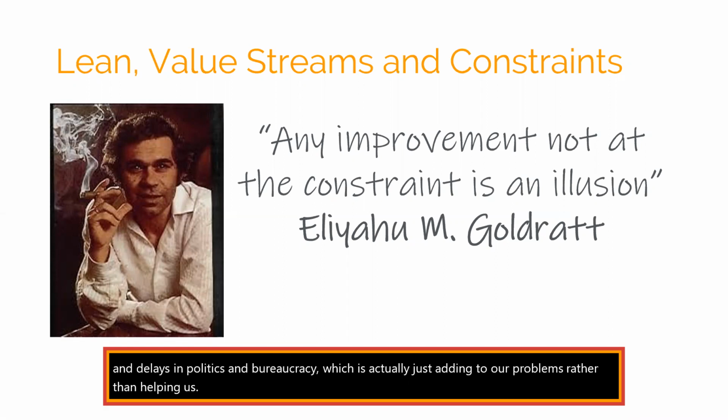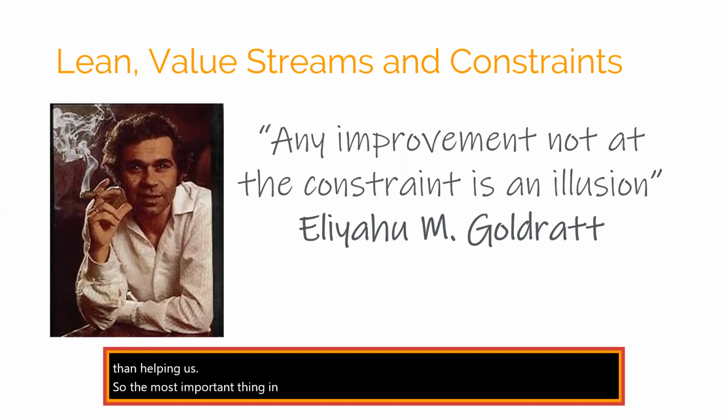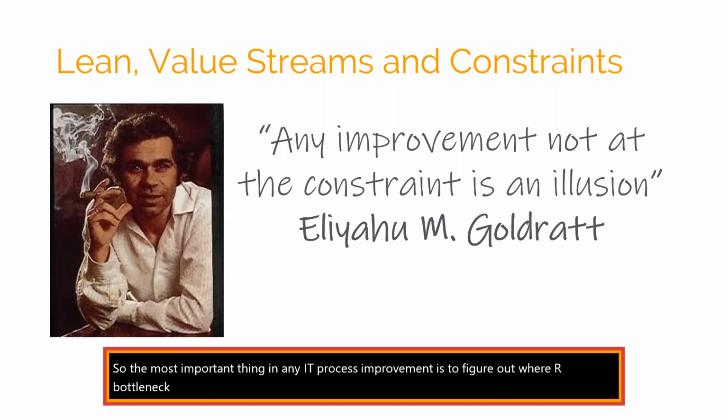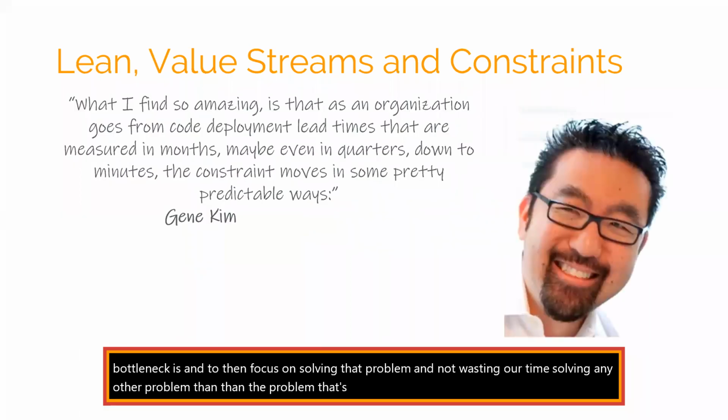So the most important thing in any IT process improvement is to figure out where our bottleneck is and to then focus on solving that problem, and not waste our time solving any problem other than the one at hand. And Gene Kim takes us a bit further.